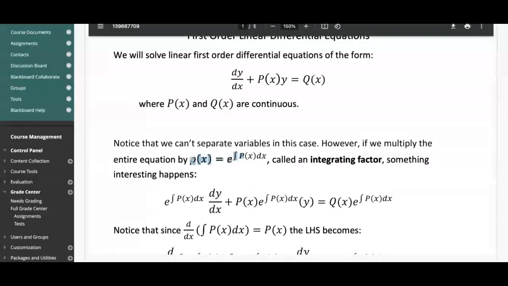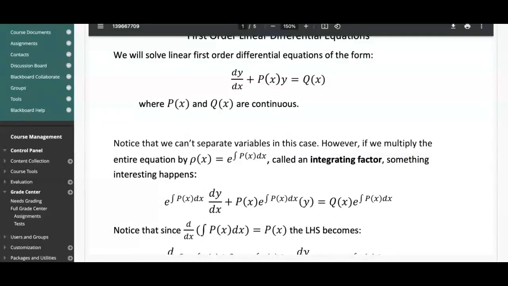So let's do something called an integrating factor. We call this rho of x. How is it defined? Rho of x is just a name. You could call it anything, right? But by convention, we call this rho of x the integrating factor. So how is this defined? It is e to the integration of p of x, okay? So e to the power of the integral of p of x.